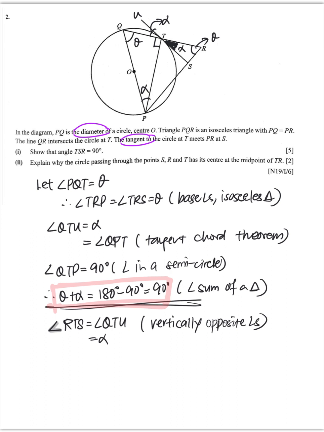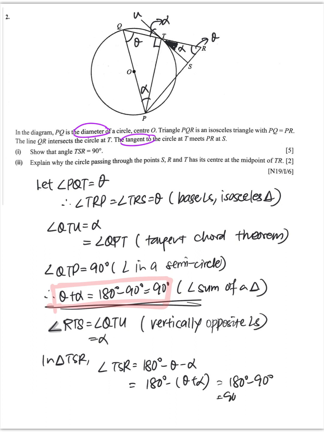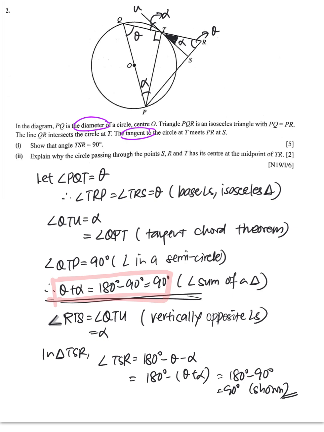Right? And then therefore in triangle TSR, angle TSR will be 180 degrees minus theta minus alpha, which is equals to 180 minus theta plus alpha, right? Which is 180 minus 90 equals to 90, shown. Okay, so 5 marks, easily done. Yeah, class?